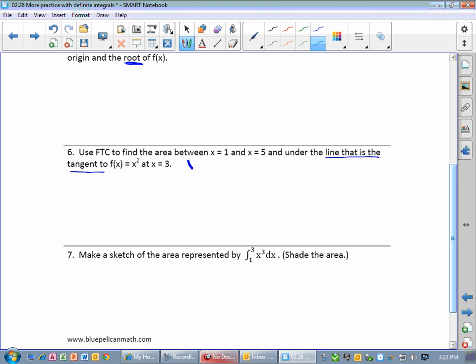We start writing y minus y1 equals m times x minus x1. The derivative gives us the slope. We want to find it at a specific point. We can get a y value and an x value. We get our equation for our line. Okay? All right.